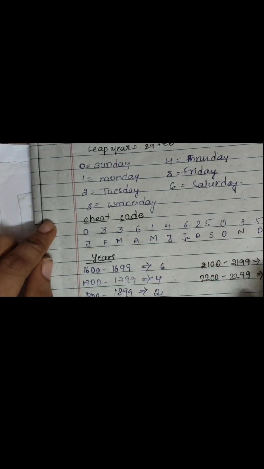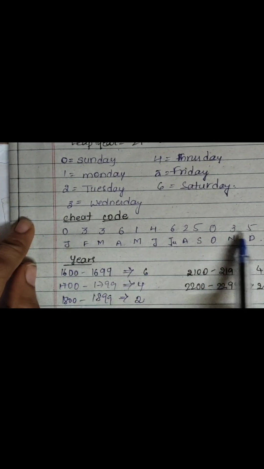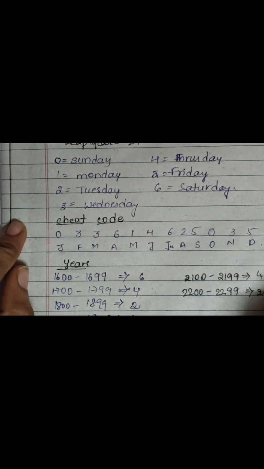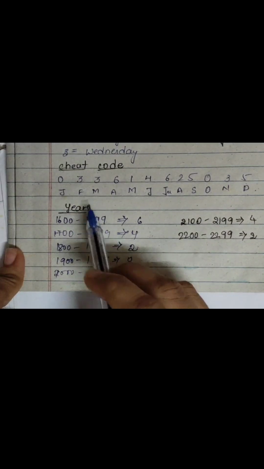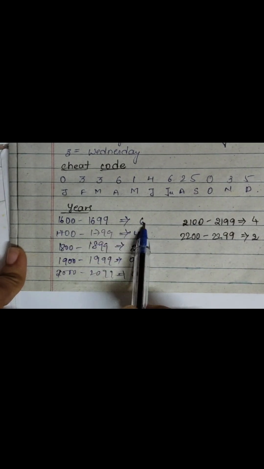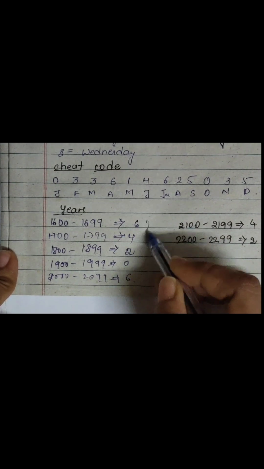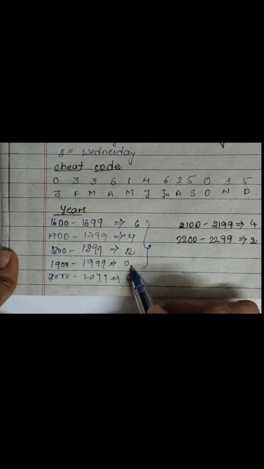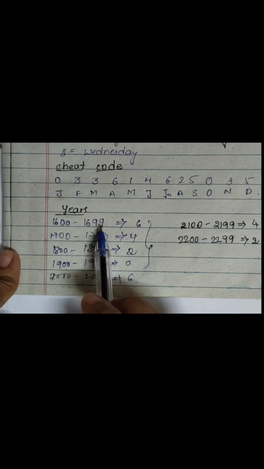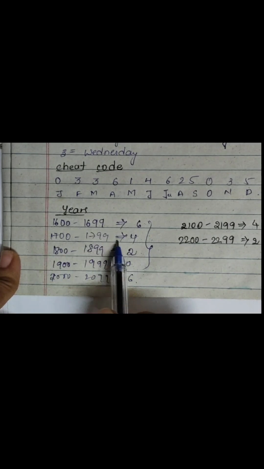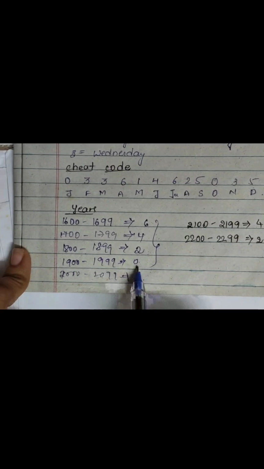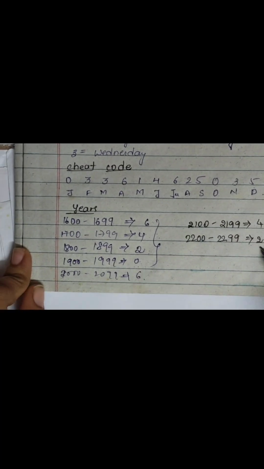Codes for the months. From January to December, there are certain codes for each month. You need to remember these codes in order to crack such kinds of problems. And for years, the cheat codes are these. From 1600 to 1699, 6. You can remember it like even numbers 0, 2, 4, 6. 1700 to 1799, 4. 1800 to 1899, 2. 1900 to 1999, 0.